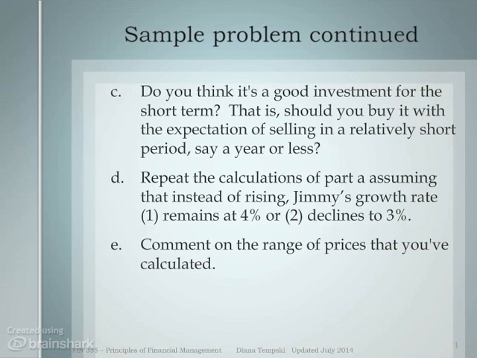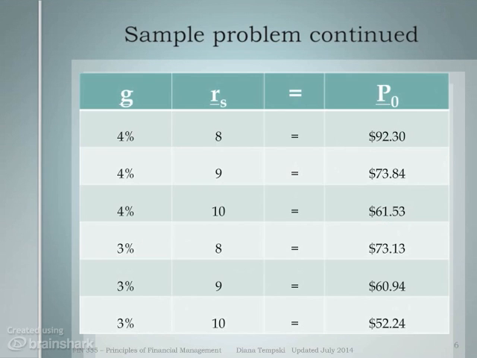So let's look at what that looks like for Jimmy's stock. So here are your variables that change that you can plug into your equation when you compute it. You're still using the D sub 0 of $3.55. The growth rate you're going to use is either 4% or 3%, and then you're using 8, 9, or 10% for r sub S. So depending on rounding, your answers might vary a little bit, within a cent or two of what I have there for the intrinsic value of the stock, and that's okay. That's not a big deal.